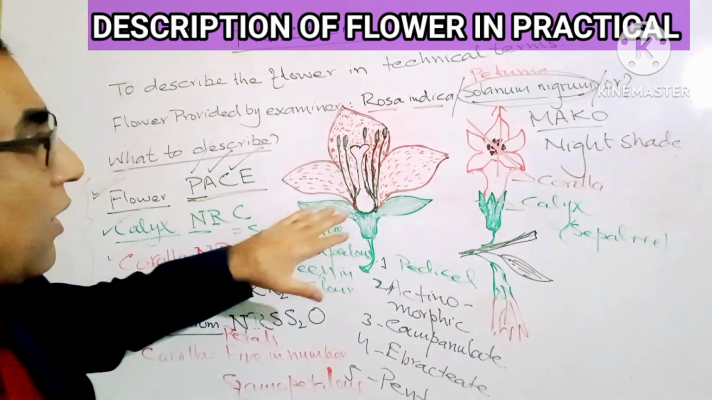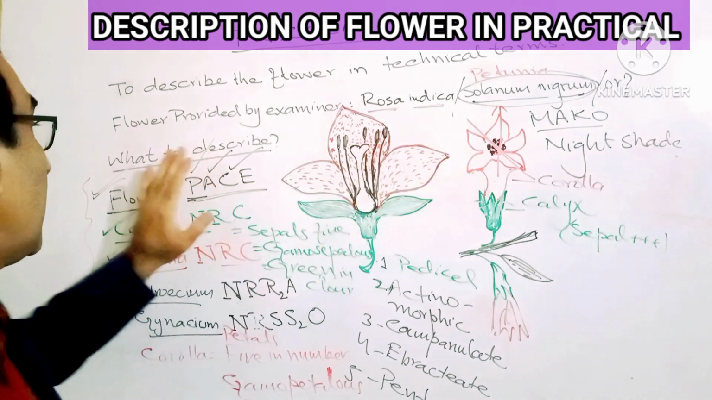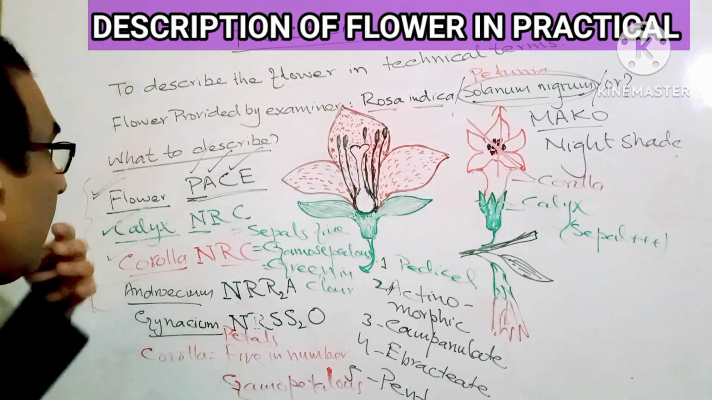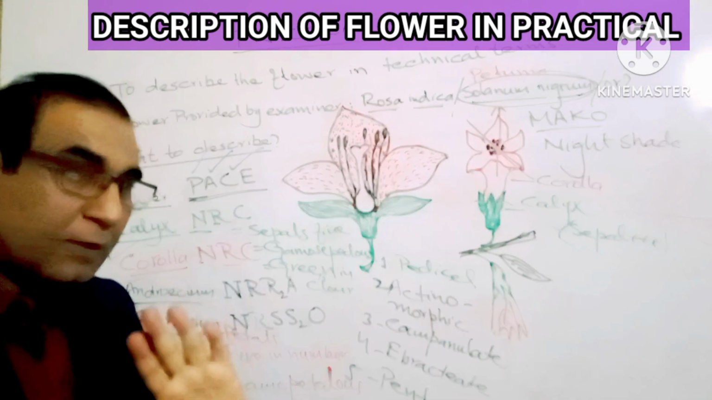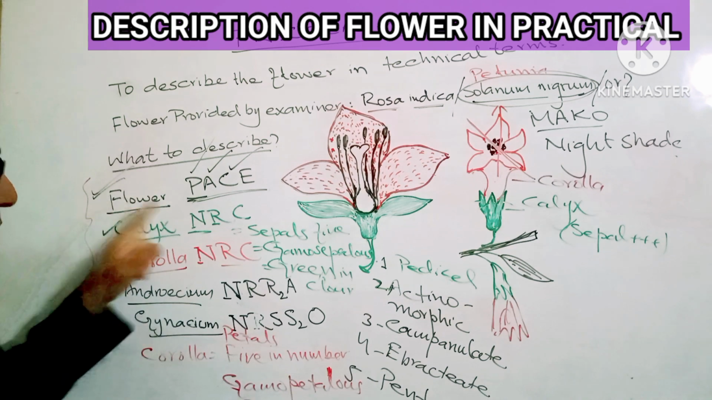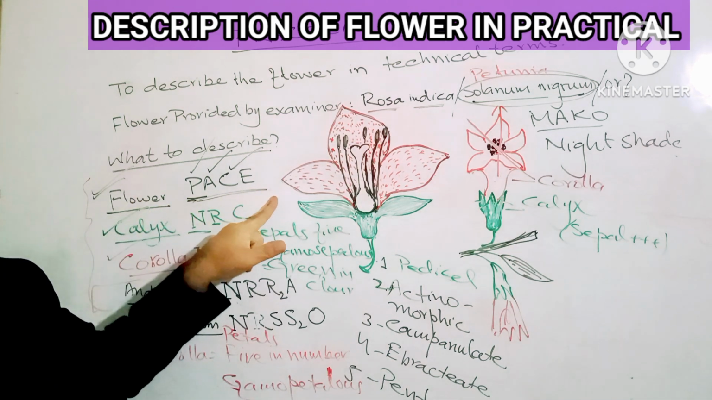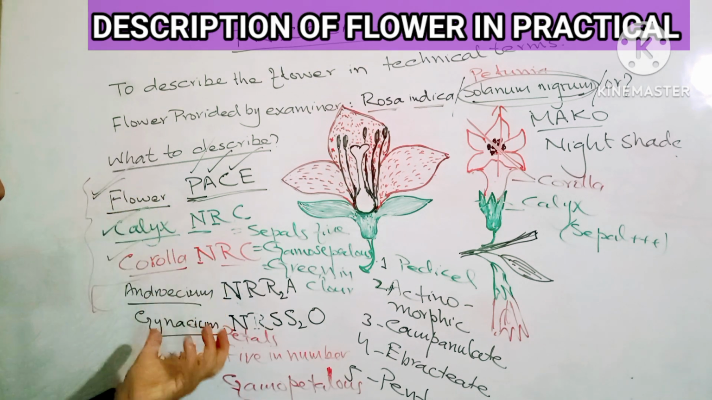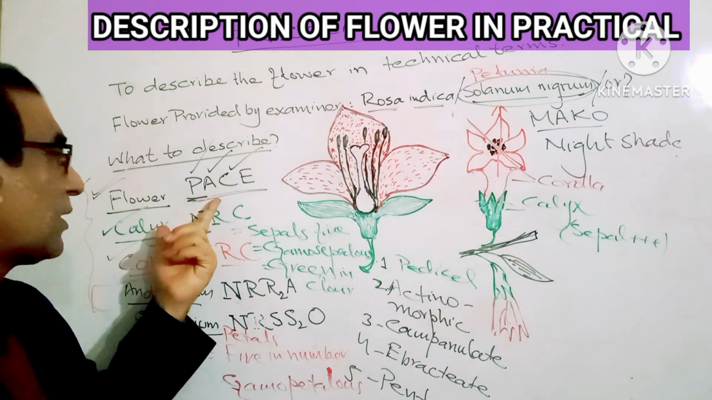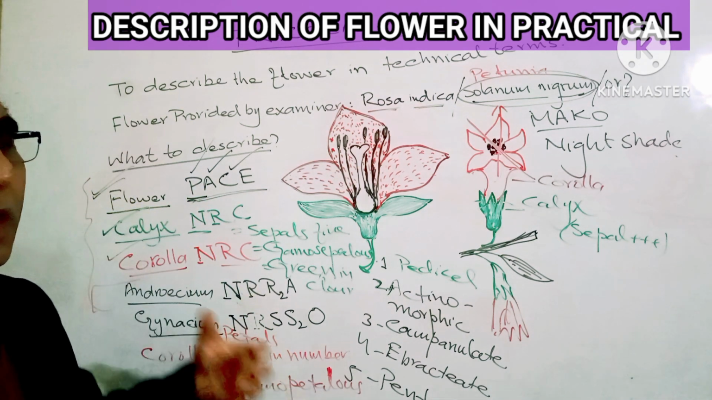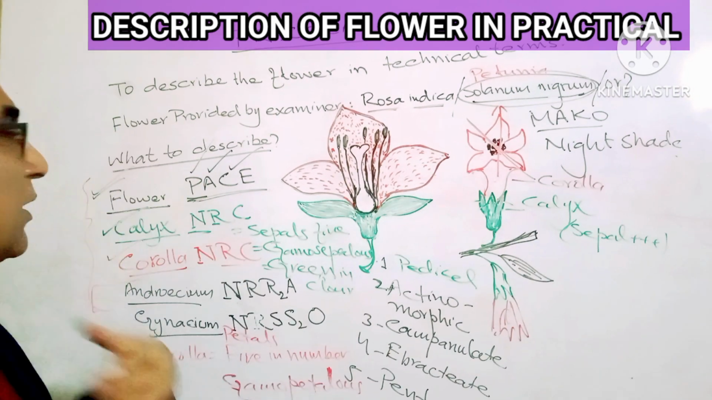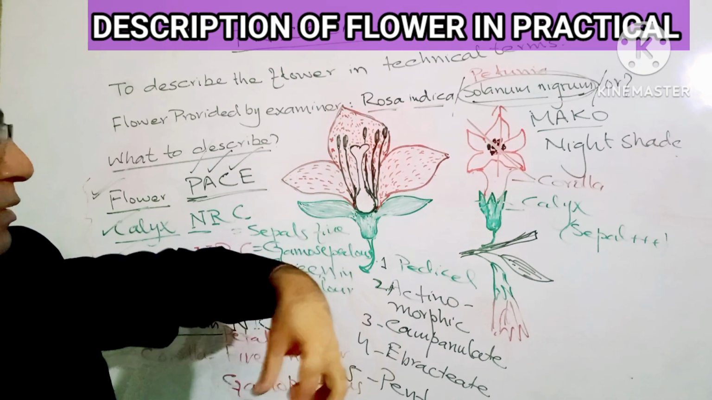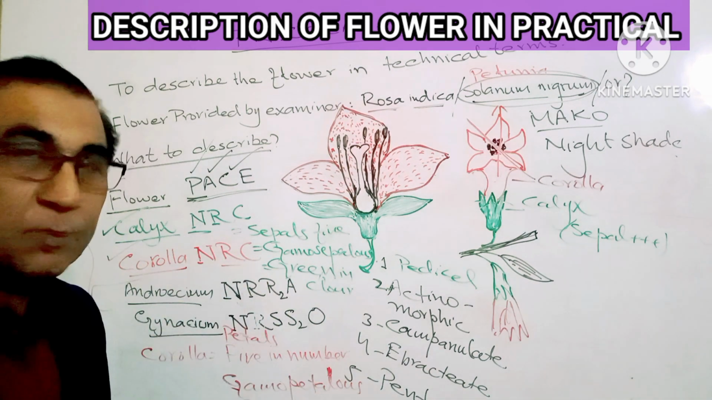You have to write the name of the flower, that is Solanum nigrum. The examiner has provided the flower, but you are not supposed to draw this, not at all. You have just to write flower, then describe its base: the position, whether it is sessile or pedicellate. Then its shape, actinomorphic or zygomorphic. It is actinomorphic. Then further shape: campanulate, bell shaped. Then whether it is bracteate or ebracteate.